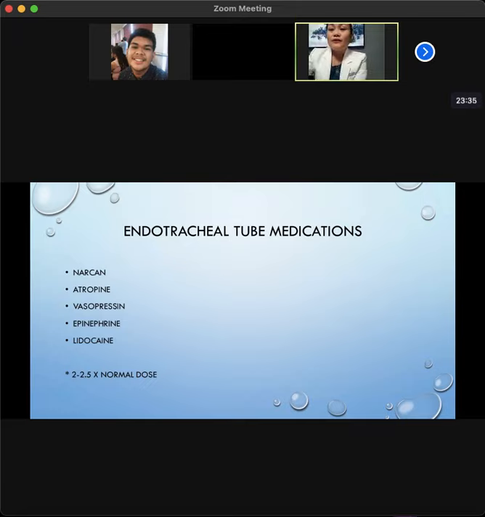Next, what are the medications that can be given via ET tube? The examples are Narcan, Atropine, Vasopressin, Epinephrine, and Lidocaine. However, the dose of each drug should be doubled, about 2 to 2.5 times the normal dose. For example, if the computed dose is 1 milligram, then you can opt to double it. Okay? Para maging effective.